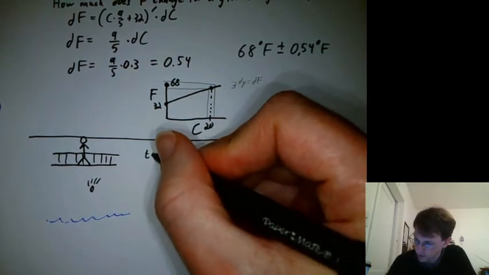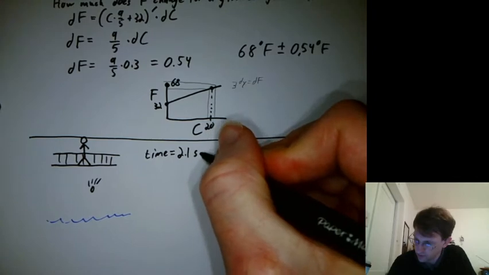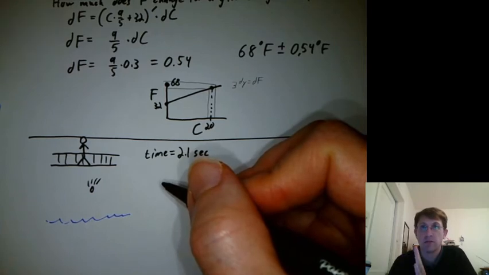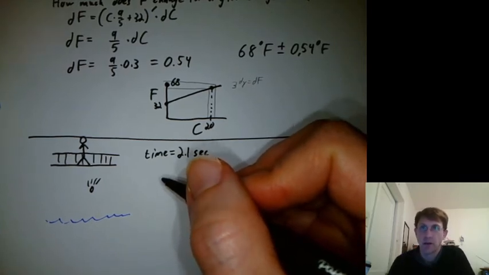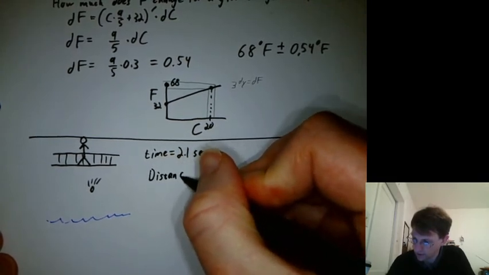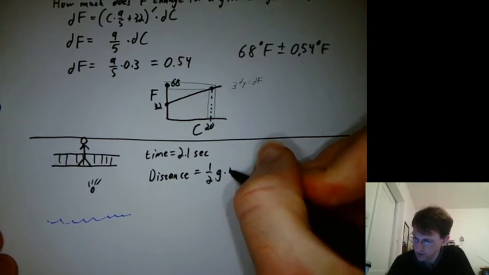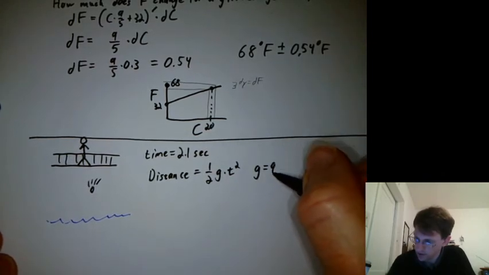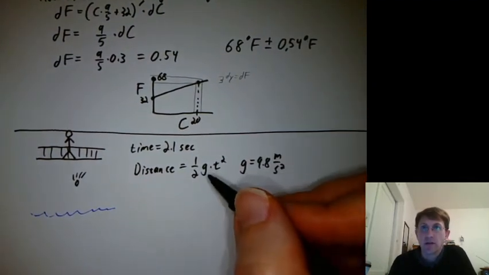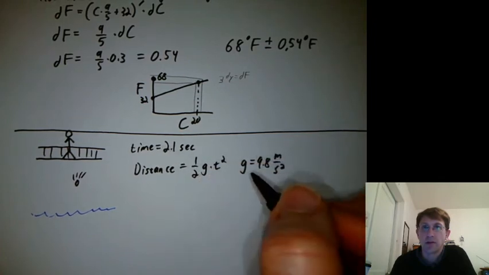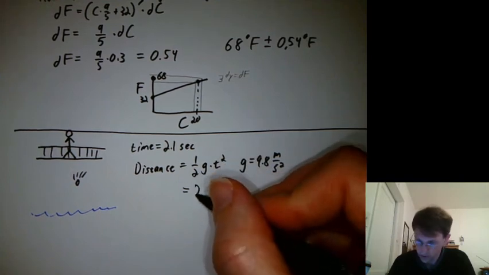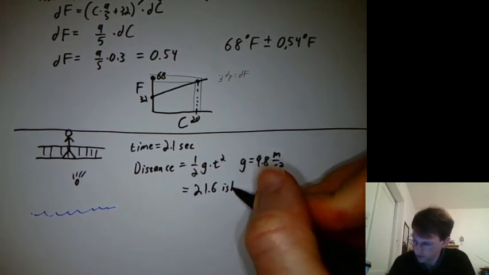And the time it took was 2.1 seconds. And there's a physics formula that says when something is dropping just due to gravity and it's heavy enough that we don't worry about air resistance or anything, distance equals 1/2 times g times t squared, where g is 9.8 meters per second squared, the acceleration of gravity. So if you put 2.1 seconds into there, you get, let's look that up. Okay, I computed it. It was 21.6-ish meters.